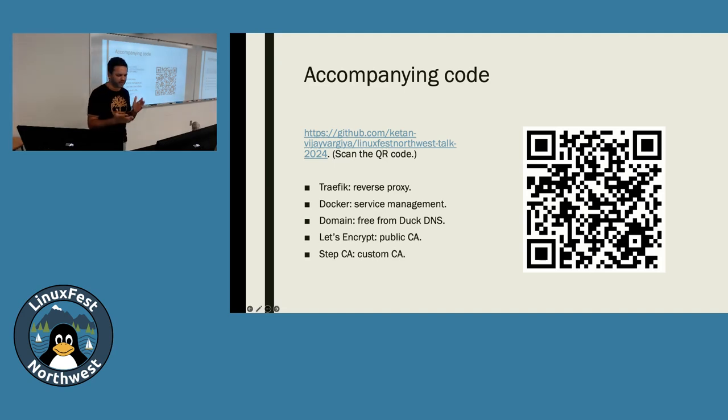I got a free domain from DuckDNS. As for the public CA, I used Let's Encrypt, which allows you to get free certificates and is a non-profit organization whose certificates are trusted on many systems nowadays. As for a custom CA, I used an open source software called Step CA.